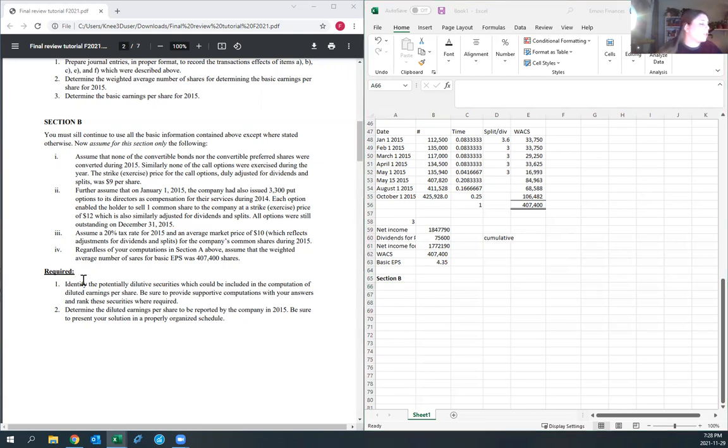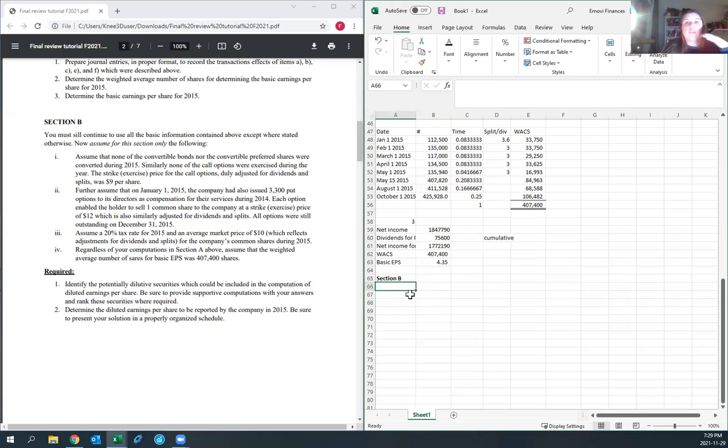All right, so first requirement is identify the potentially dilutive securities, which could be included in the computation of your diluted earnings per share. Be sure to provide supportive computation with your answers and rank these securities where required. So there's three types of dilutive securities. You have your convertible bonds, your convertible preferred shares, and your call options, warrants, put options. There's a specific name for that, but it's escaping my mind. So why these are dilutive is that they all could potentially affect the basic EPS if they were exercised right now.